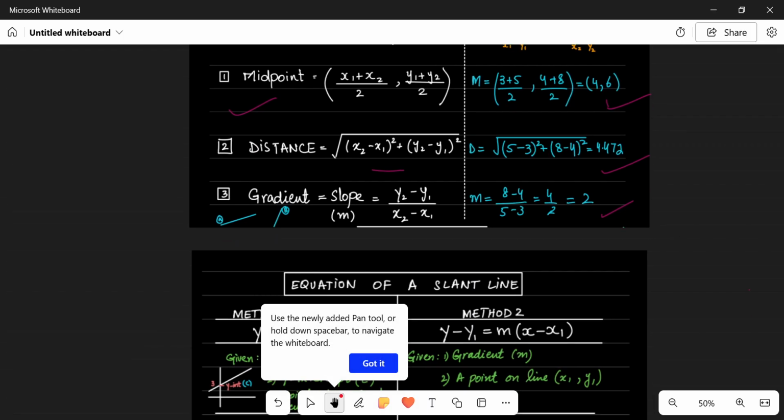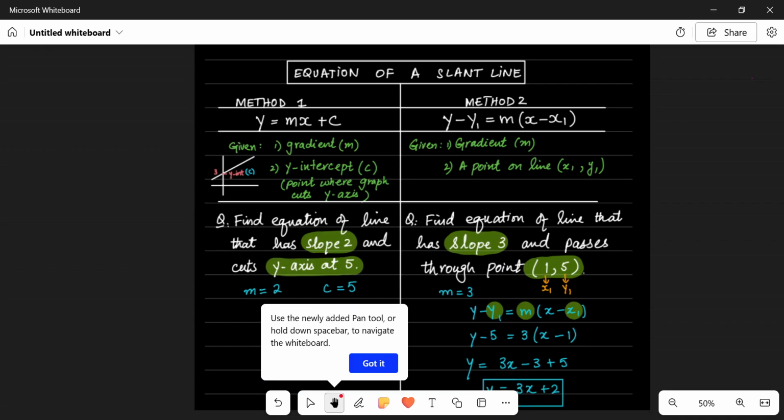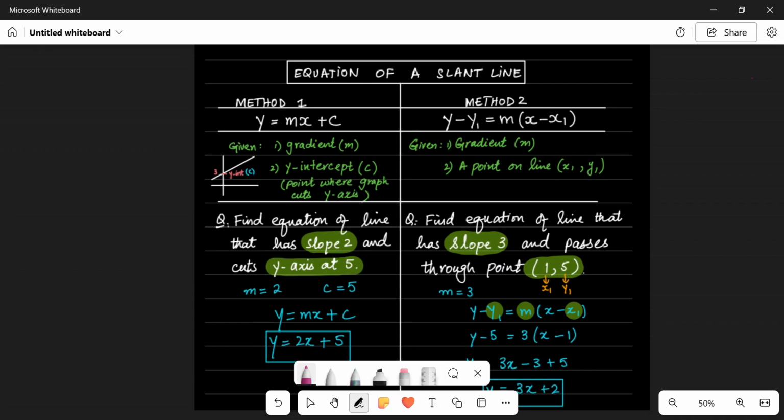Now, the first part that we have done in this chapter is the equation of a slant line. Method 1: y equals mx plus c. We have used this formula to find the equation of a line. As we know, m is the gradient and c is the y-intercept. With this method, we have solved the equation of a line.